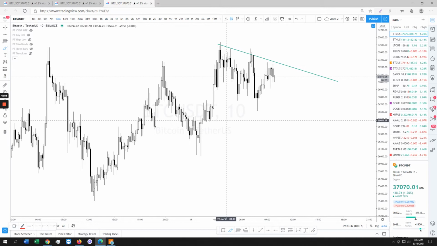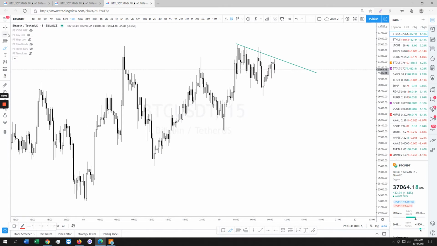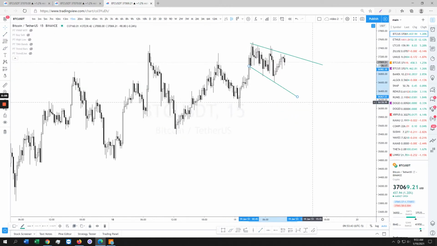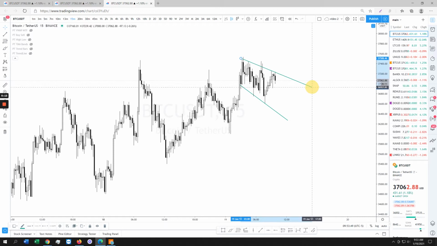And if you want to go from a micro perspective, go to your 15-minute and we're doing a... these things break out usually. They don't break down, they break out. These microphone looking structures break up usually, but you never know with BTC.